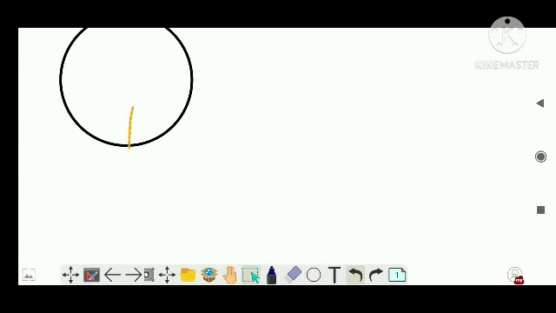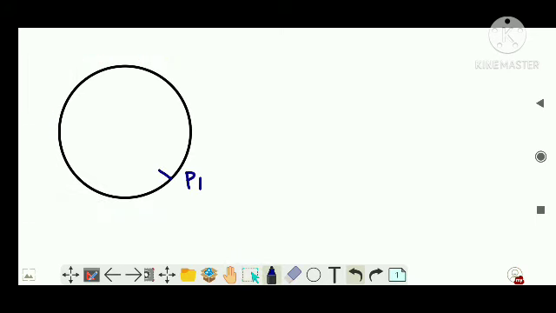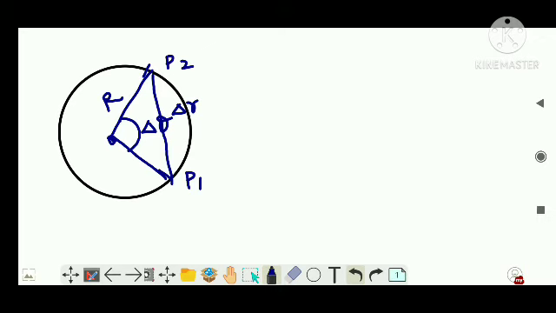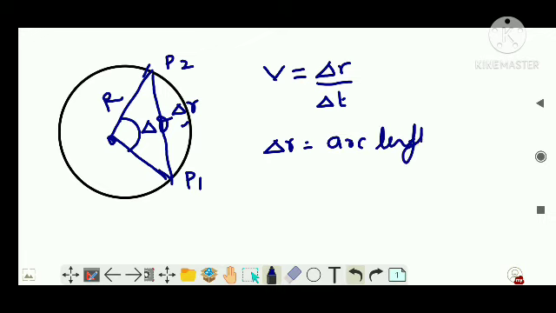Again we require a circle, guys. Let's say P1 is the initial point and P2 is the final point. Let's say it is sweeping an angle delta theta. Let's say its initial to final position displacement is delta r, and capital R is the radius of the circle. Now we know linear velocity is delta r by delta t, displacement by time. From this figure, delta r is our arc length, and we know arc length is equal to radius times the angle, delta theta.